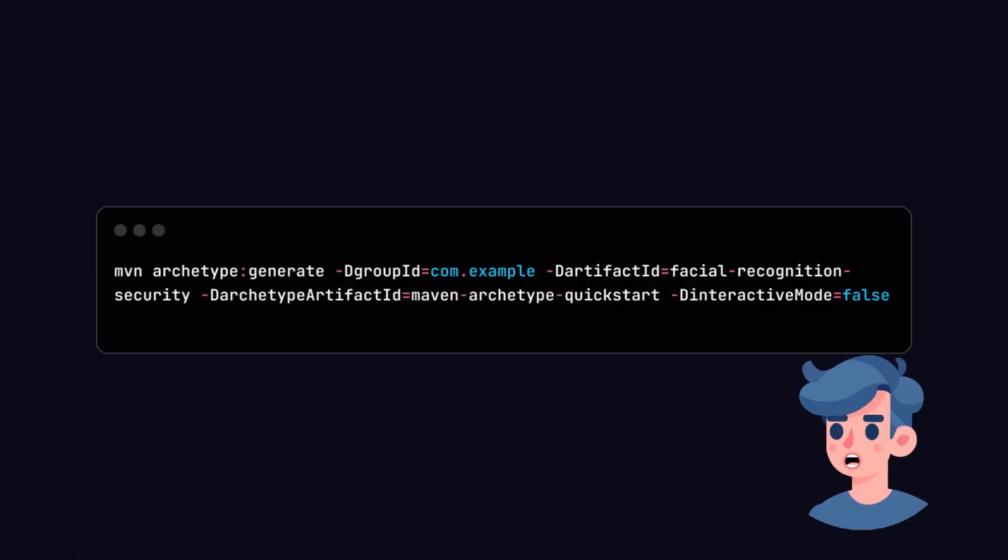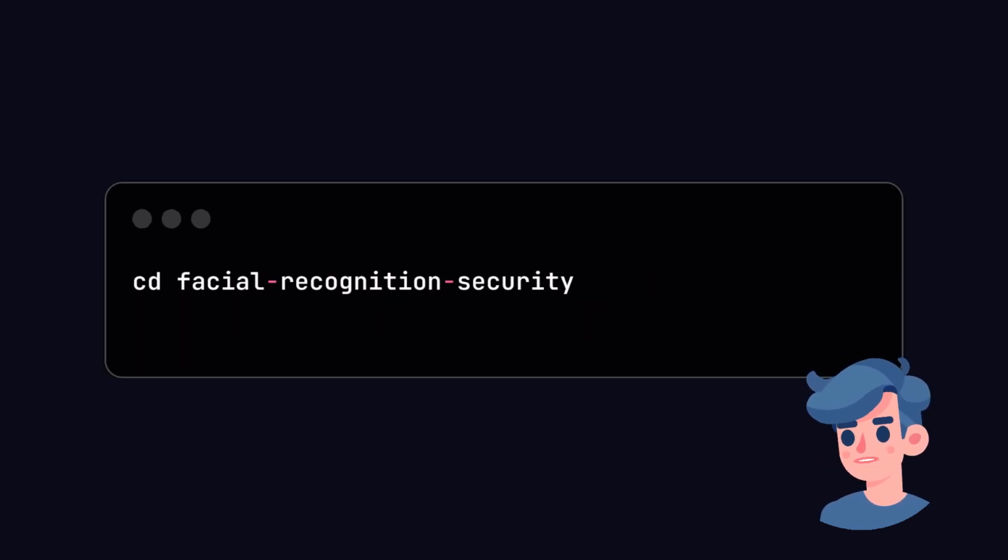Let's start by creating a new Maven project. Open your terminal and execute the following commands. This command creates a new Maven project with the specified group ID and artifact ID. Once the project is created, navigate to the project directory.